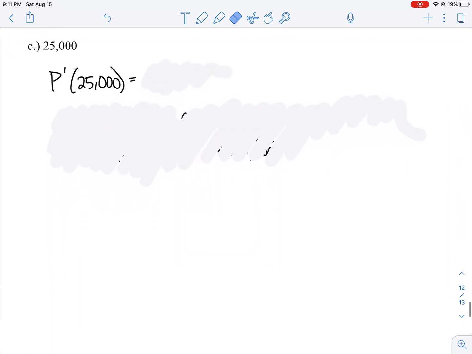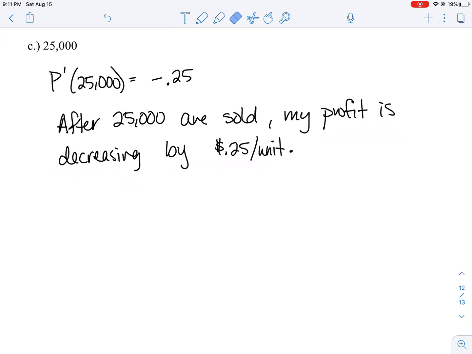Oh, there's a part C. I didn't see that. So part C says, what happens then if we sell 25,000 units? So again, let's plug in 25,000 into our marginal profit, our derivative, and see what happens. I ended up getting a negative this time. We haven't seen negatives a lot, so what does that mean? If I have a derivative at 25,000 equal to negative 0.25, well, that means after 25,000 units are sold, my profit is decreasing now by 25 cents per unit. So I'm losing a quarter per unit every single time I sell a unit. As soon as I sell 25,000, my profit just went down by 25 cents per unit.